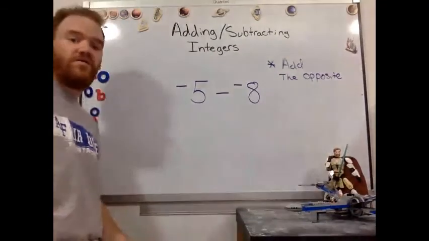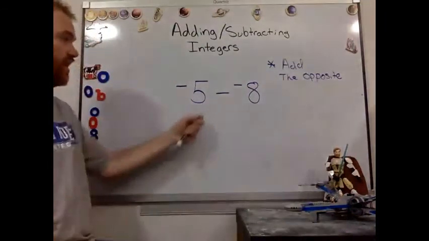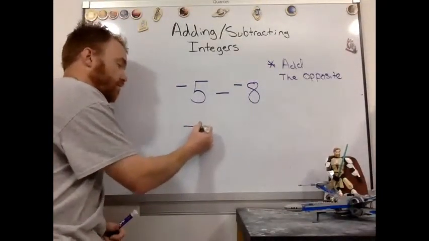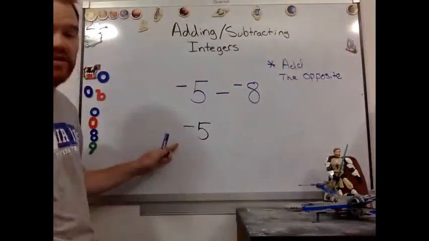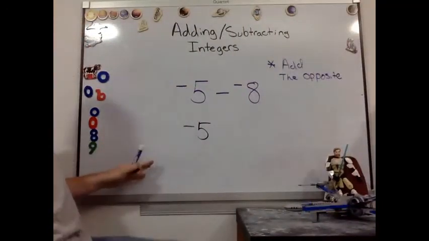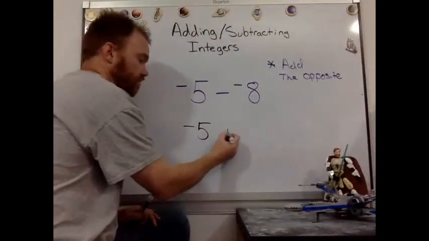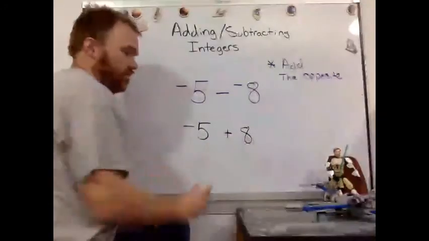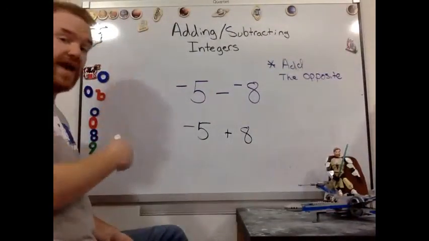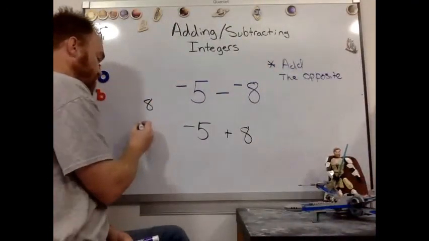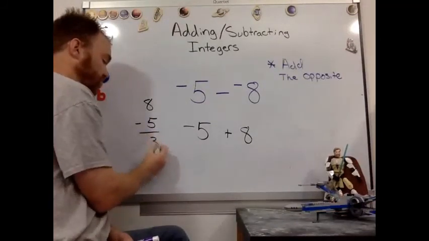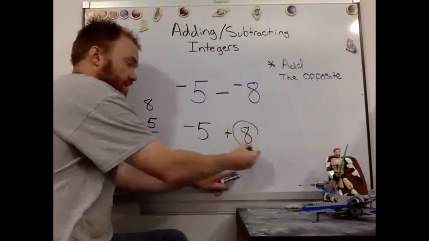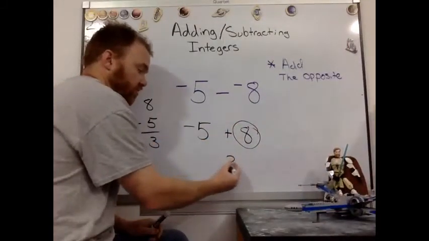All right. Hopefully you went ahead and you pressed pause and you did it on your own. So what you should have done is you should have said, okay, negative 5. This number gets left alone. And then we add the opposite. Negative 5 plus positive 8. Now I'm going to go to my adding rule, and I'm going to say, okay, 8 minus 5 is 3. 8 is the bigger number. It has a positive sign, so 3 is my answer.